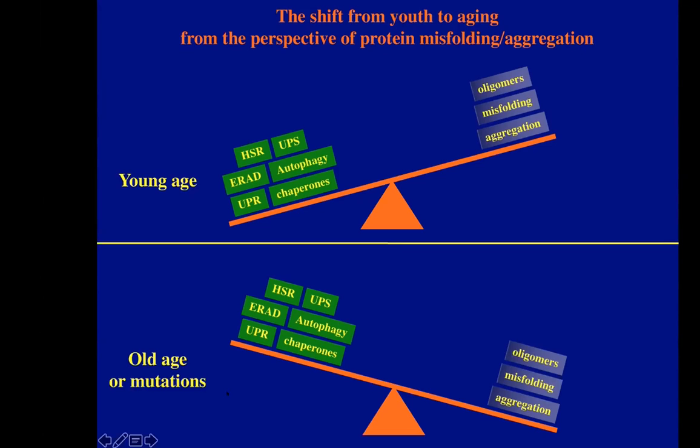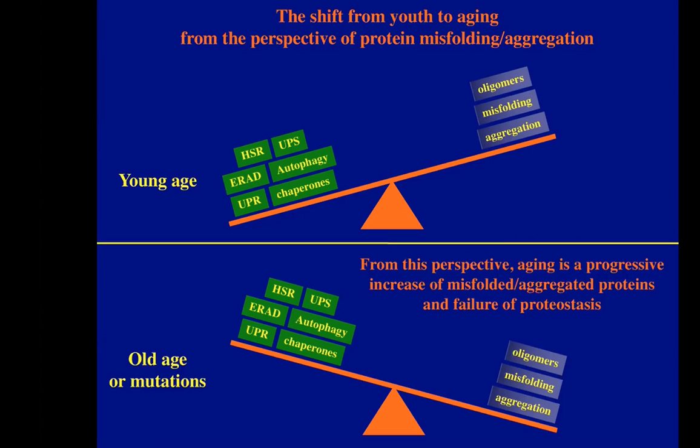This is also a consequence of mutations. And as a consequence of mutations, we can have early onset diseases because of an early change of this balance. And so from this perspective, let me just emphasize once more that this is only from the perspective of protein misfolding and aggregation: aging is a progressive increase of misfolded aggregated proteins and failure of proteostasis. And as we heard from David Smith, this also leads to neurodegenerative diseases which are associated with aging.